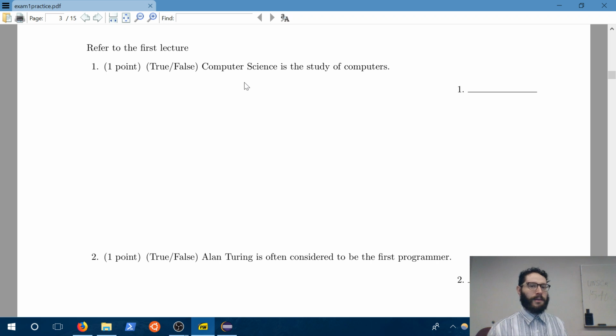So true or false? Computer science is the study of computers. False. Right. That was an easy one. So what is computer science, if we're going to say it's the study of something? Algorithms. Computer science is the study of algorithms.